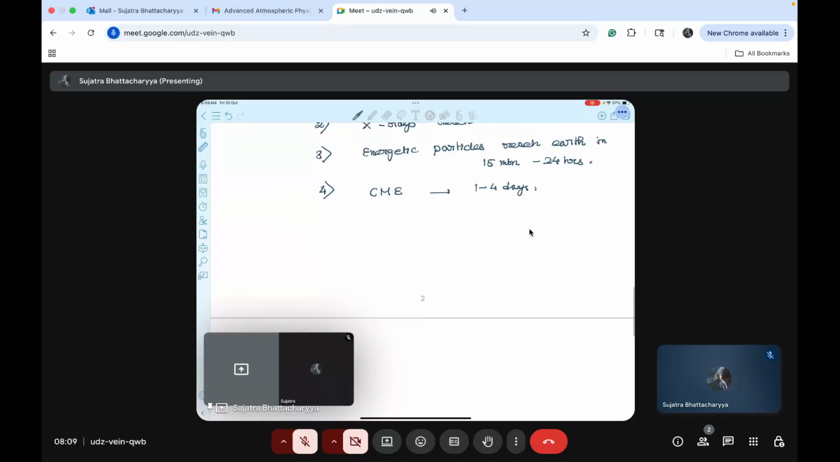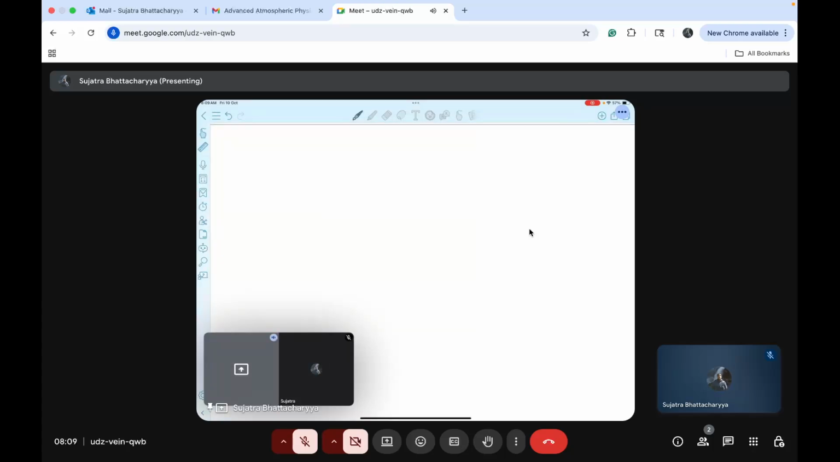And let's talk a little bit about the different space weather storms. These are a couple of things which you have to study and remember. The first one is radio blackouts. Second is the radiation storm. And the third is the geomagnetic storm.